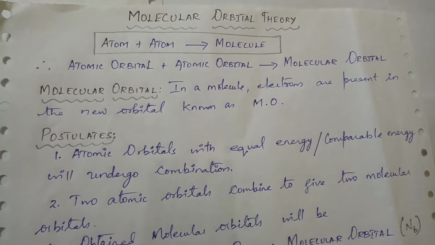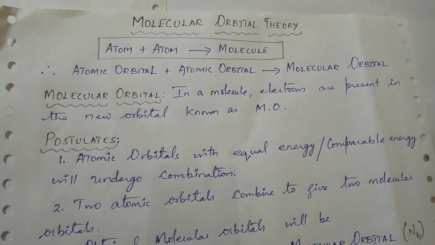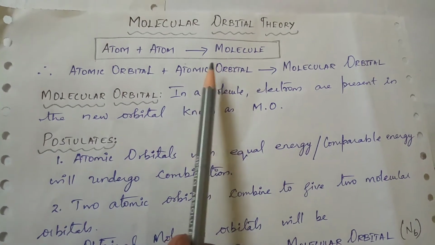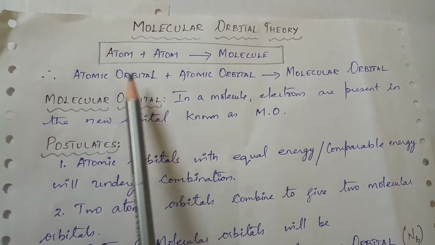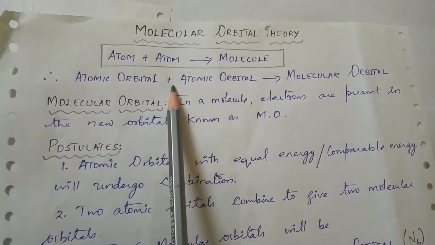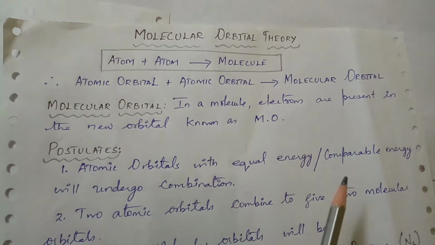We normally know that when two atoms undergo combination we get a molecule. Therefore, when one atom combines with another atom we get a molecule. Likewise, every atom has its own orbital, so we call it an atomic orbital. One atomic orbital plus another atomic orbital combine to give you molecular orbitals, right?